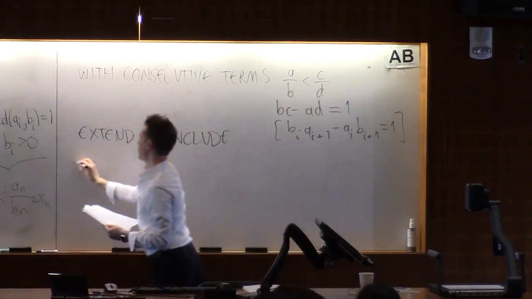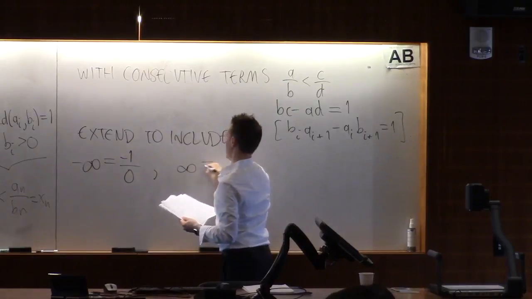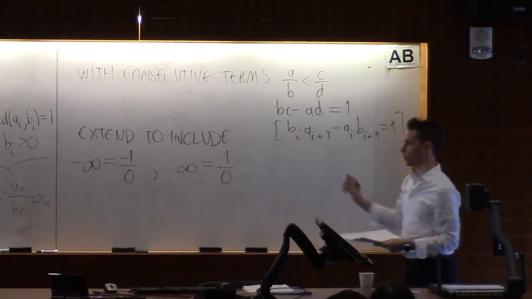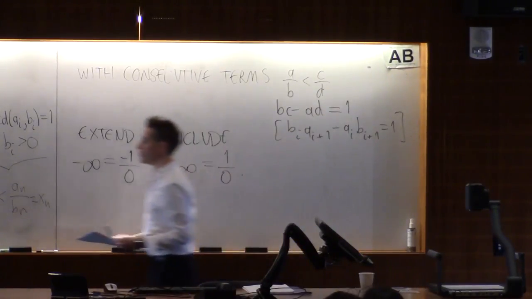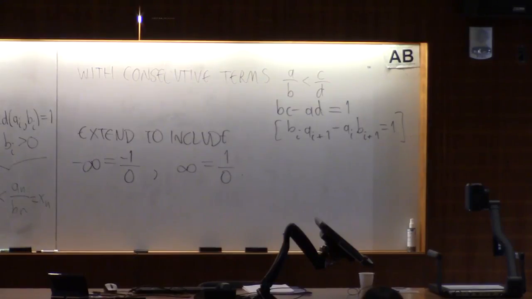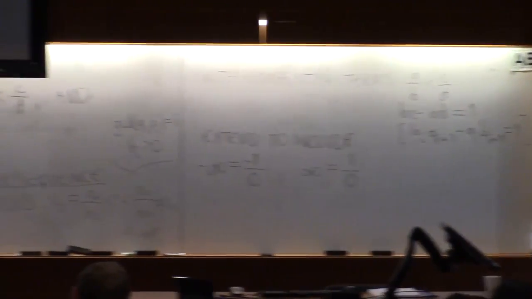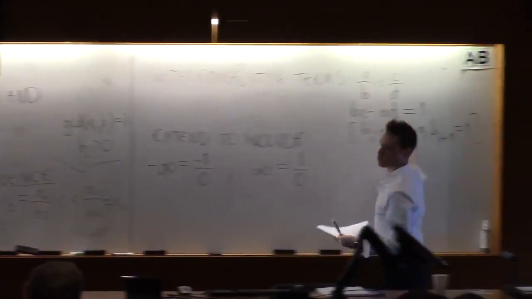Okay? So we extend to include infinity, which we're going to need. So we write minus infinity as minus 1 over 0. Infinity is 1 over 0. So you have to squint a little bit to think about that. I made the definition of a generalized Farey sequence, and I also need to allow myself the symbol minus infinity and the symbol infinity. Minus infinity is less than any rational number. Infinity is greater than any rational number. I always write them as minus 1 over 0 and 1 over 0, and I can still ask for this kind of condition to hold.